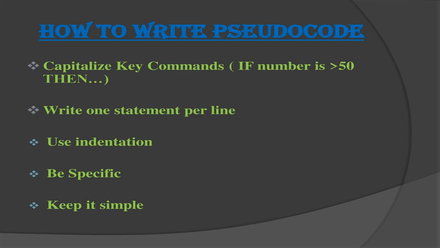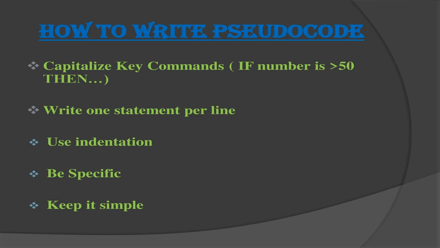The next tip is to write one statement per line. So each statement in your pseudocode should express just one action for the computer. It will make things easier. Another really important one is to use indentation, which means using white space between blocks of text, which will help to keep components of your pseudocode isolated.